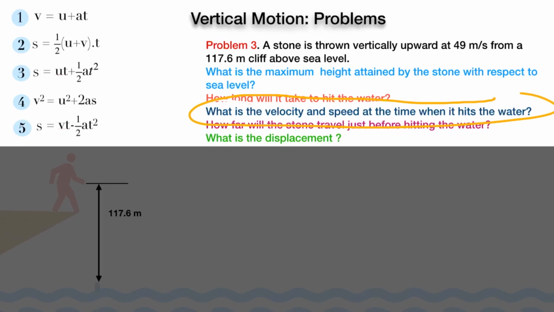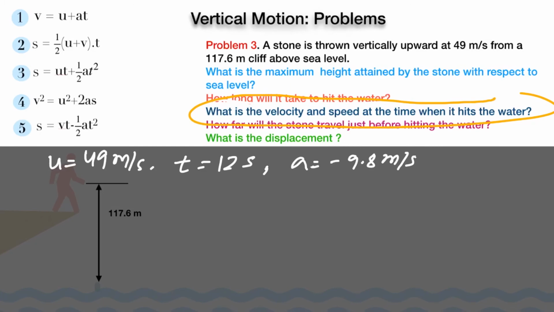So now let's check out part number 3. What is the velocity and speed at the time when it hits the water? u is equal to 49 meter per second. The total time of flight, we just measured it, is 12 seconds, right? And a is equal to minus 9.8 meter per second square. We need to find the final velocity when it touches the water. So we have the time of flight, we have the initial velocity, and we need to find the final velocity. So equation number 1 gives you easily the value of v.